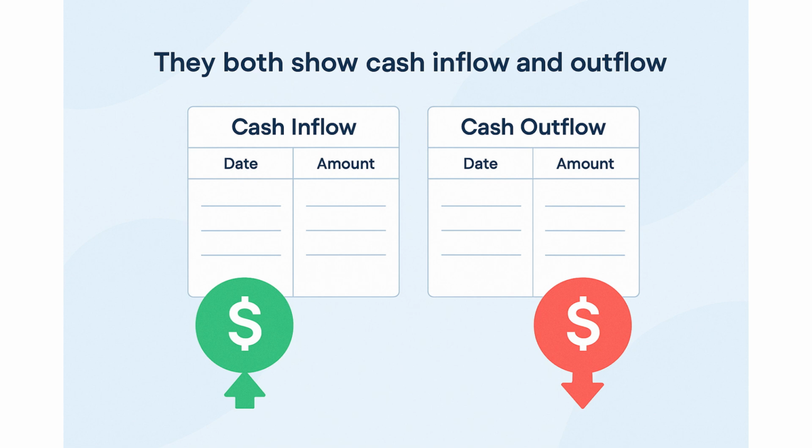So, in short, the cash book works as both a journal and a ledger, while the cash account is simply the summary inside the ledger. Despite their differences, both have similarities. They both show cash inflow and outflow, and usually have a debit balance.